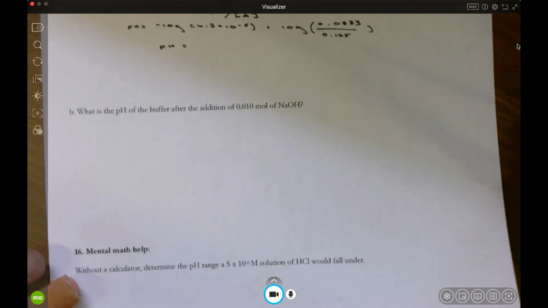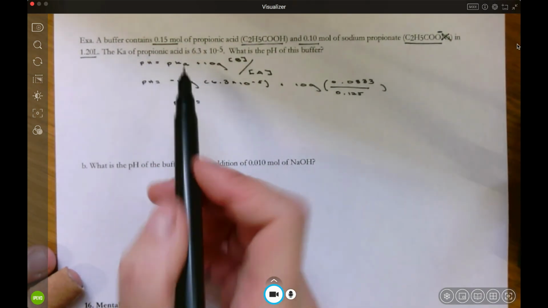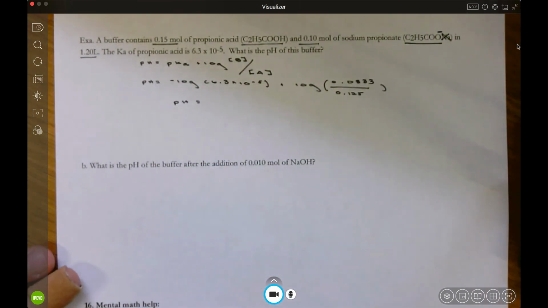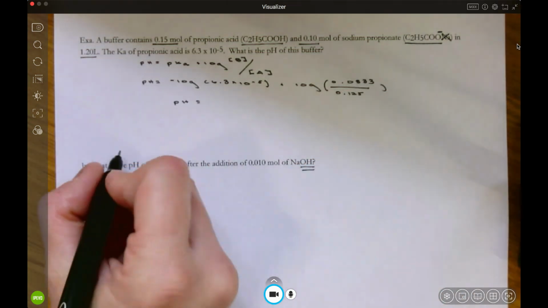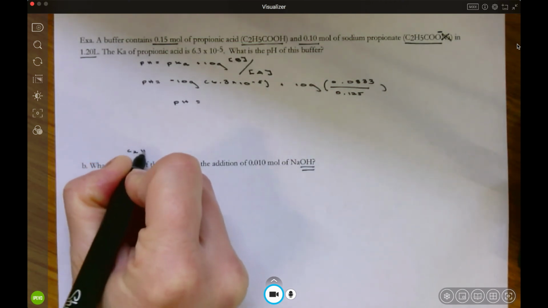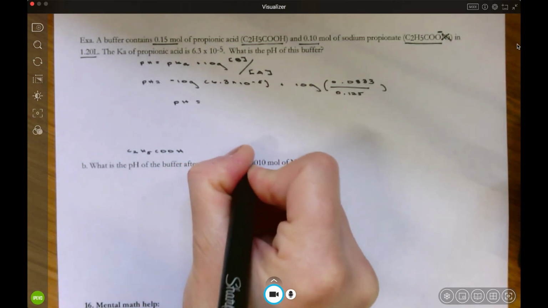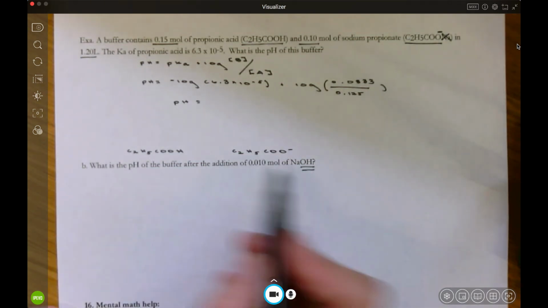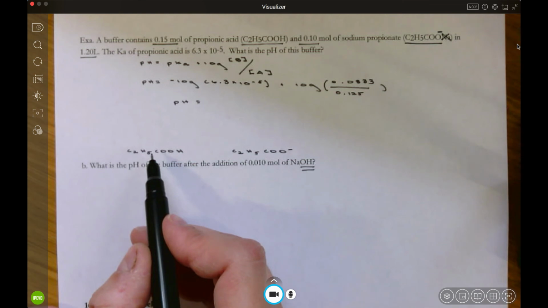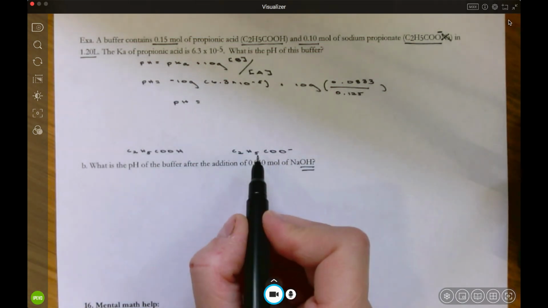I wanted to add, no one asked about this, but I noticed a lot of people were having issues with taking a buffer and then adding either a strong base or a strong acid to it. So if I add a strong base, OH minus, to a buffer, remember the buffer consists of the weak acid, C2H5COOH, and the weak base, C2H5COO minus. Remember, strong bases only react with weak acids. If instead I were adding a strong acid, it would react with a weak base.